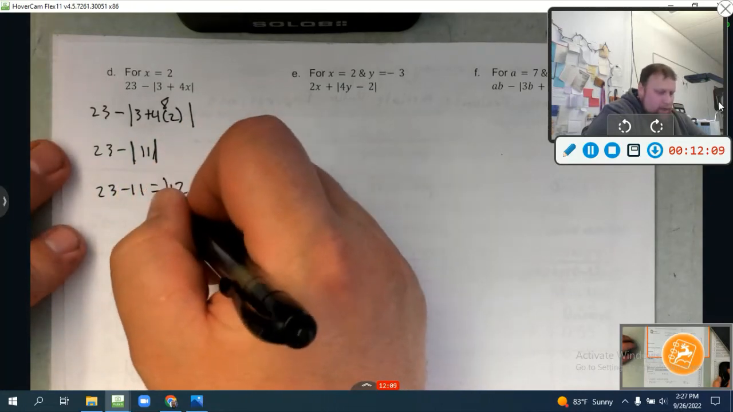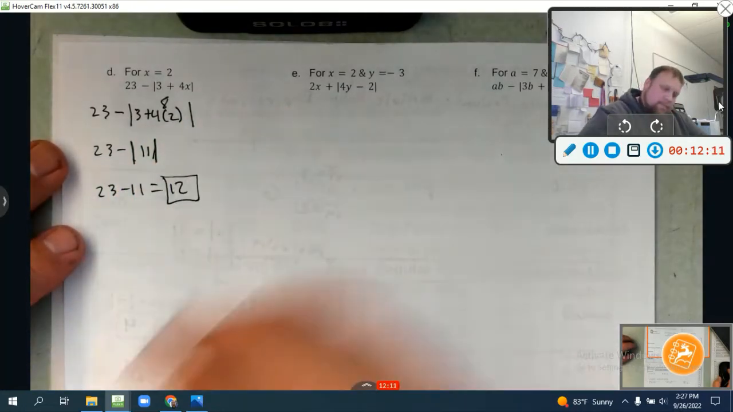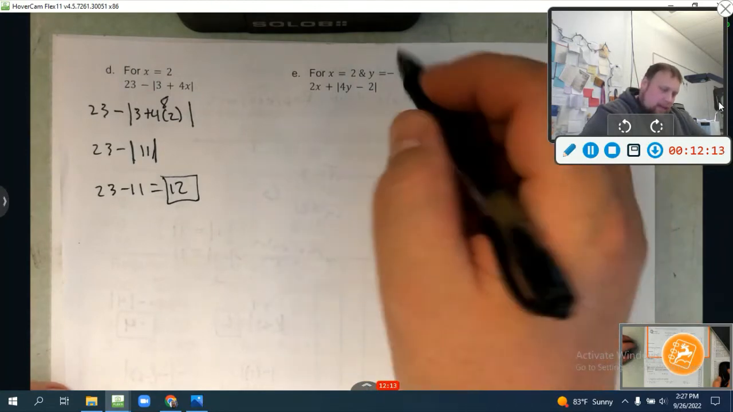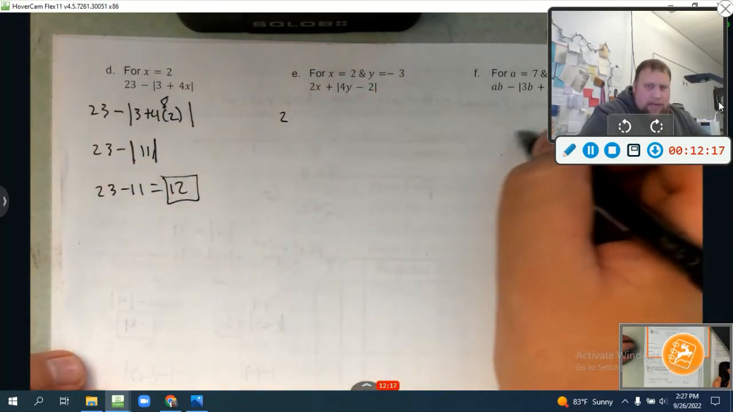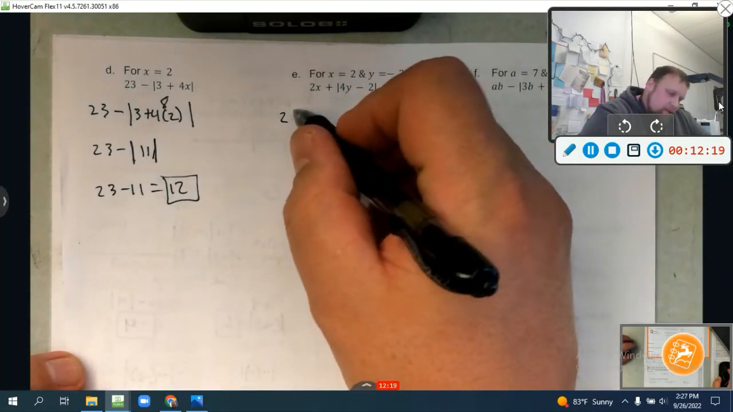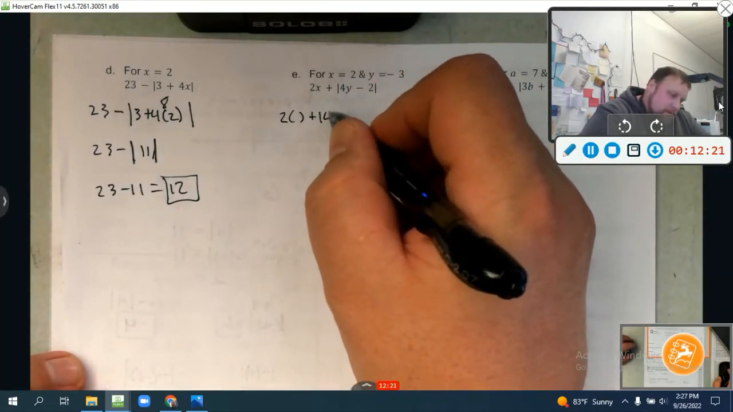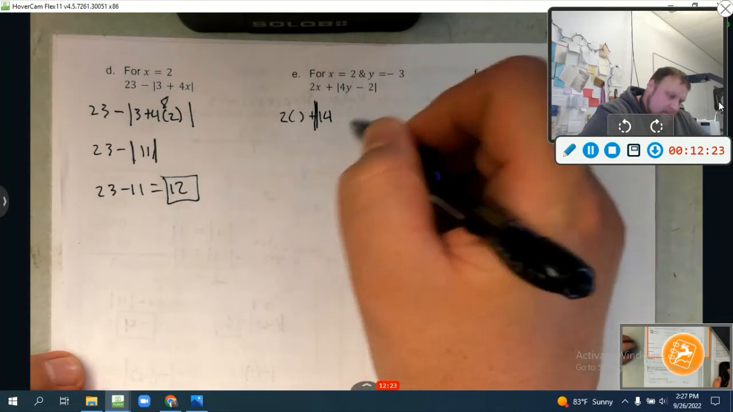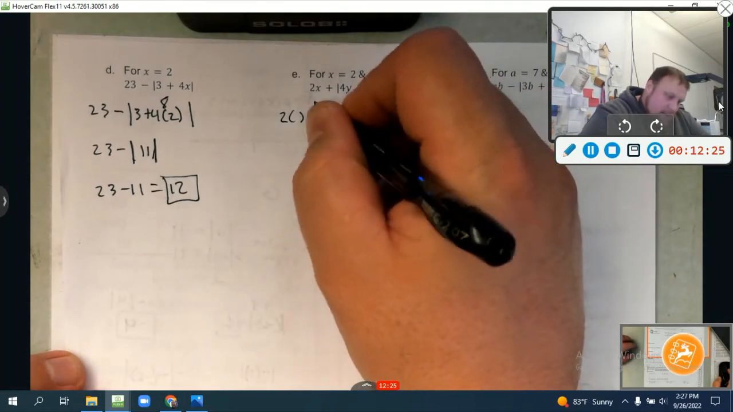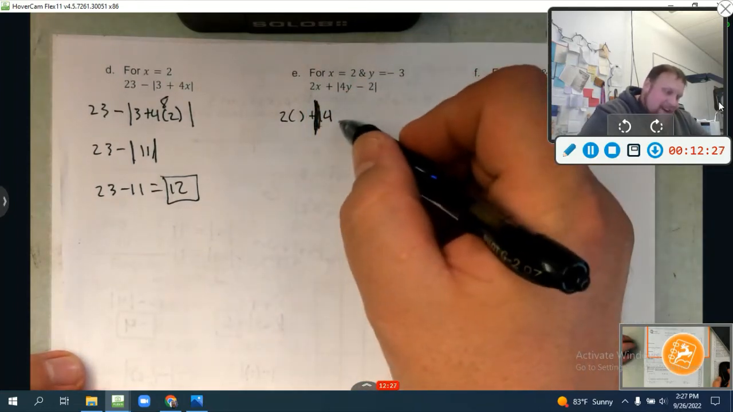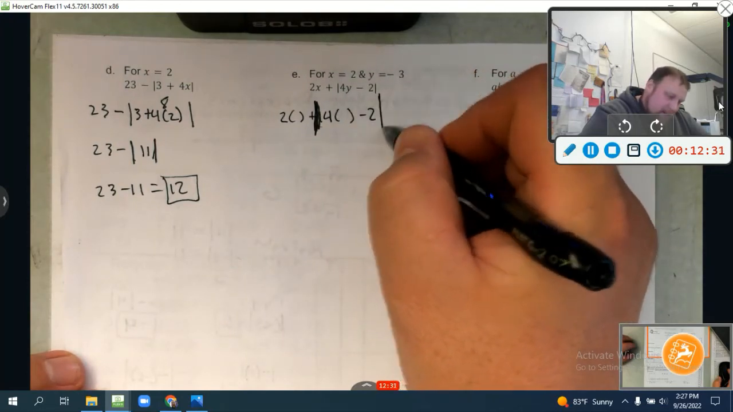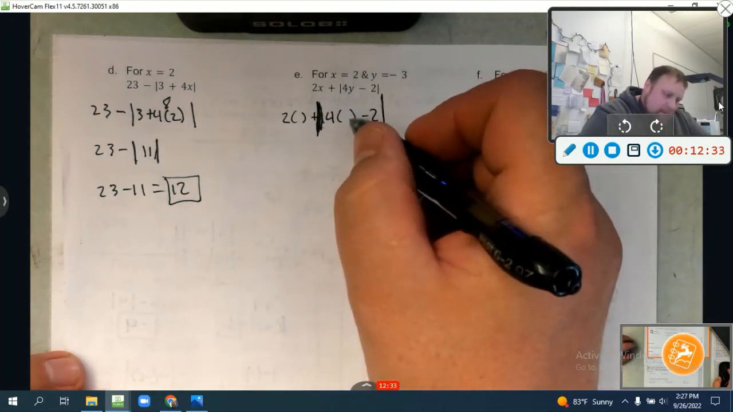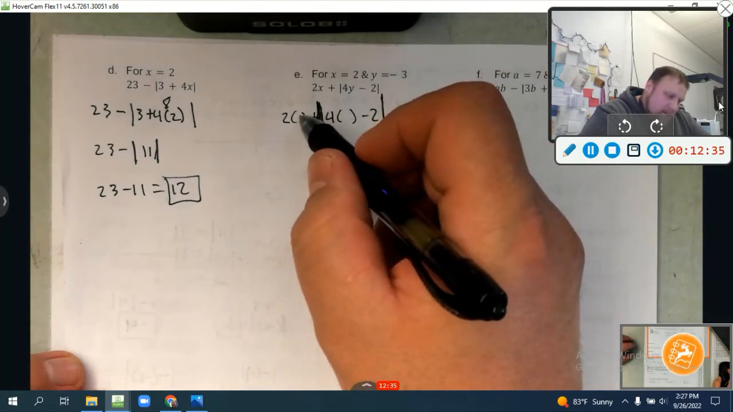For E, let's write it down. I'm leaving myself a little room, so I need extra room for F. 2 parentheses plus 4, or absolute value. I almost called it 14. See, I did that even. Absolute value of 4 parentheses minus 2, absolute value sign. In that parenthesis goes, let's see, this one is 2x, so that should be 2. This is 4y, that's going to be negative 3. So I can do these.